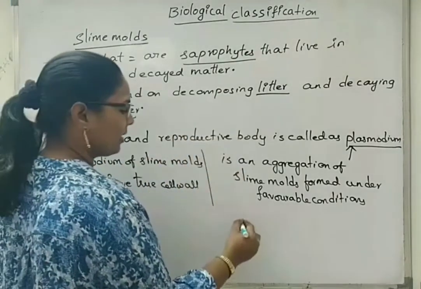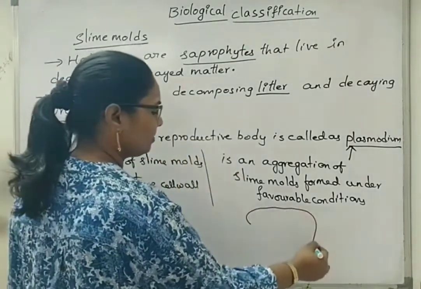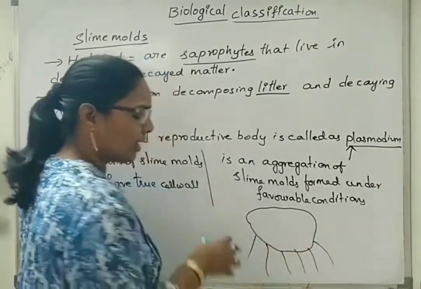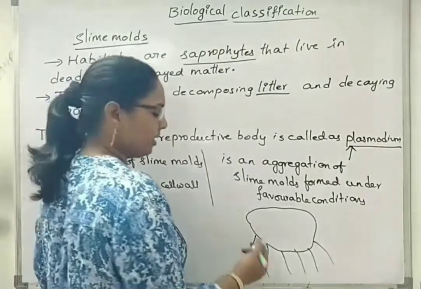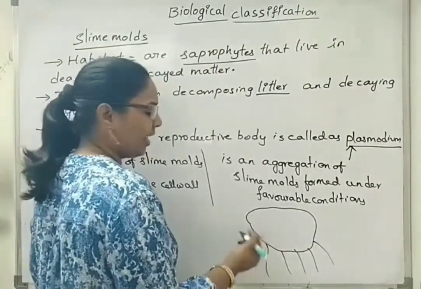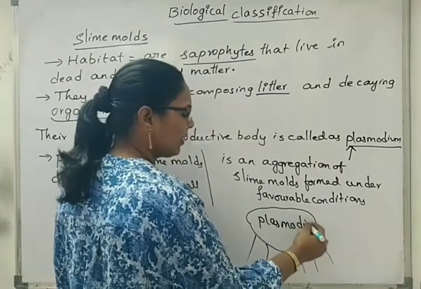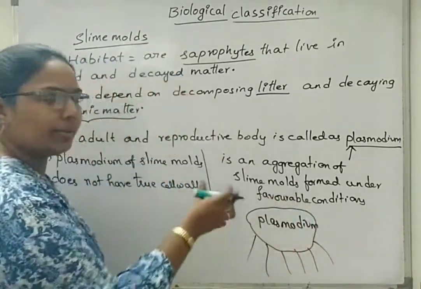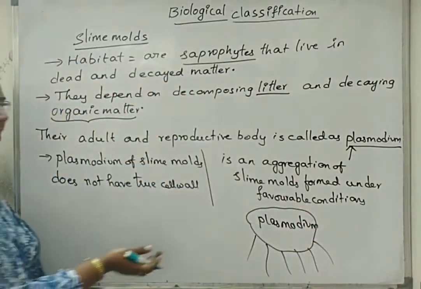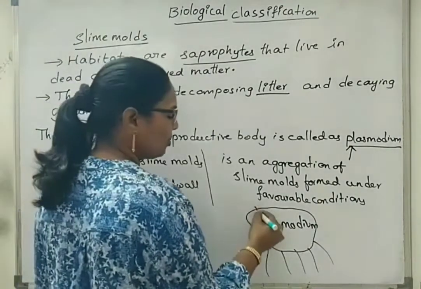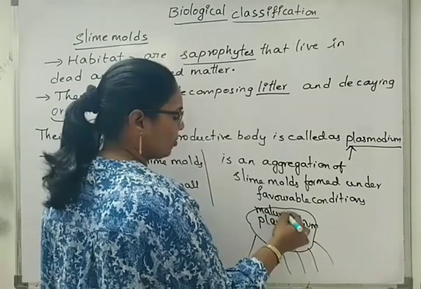Roughly, we can give a diagrammatic representation like this. These will be the structures, root-like structures which are fixed into the litter. We can say these are a type of hyphae endings. Now this will be the plasmodium. It will not have any specific shape. It will be zigzag in manner. It will move towards the direction where food material is available. We can also use a term like this is a matured plasmodium.